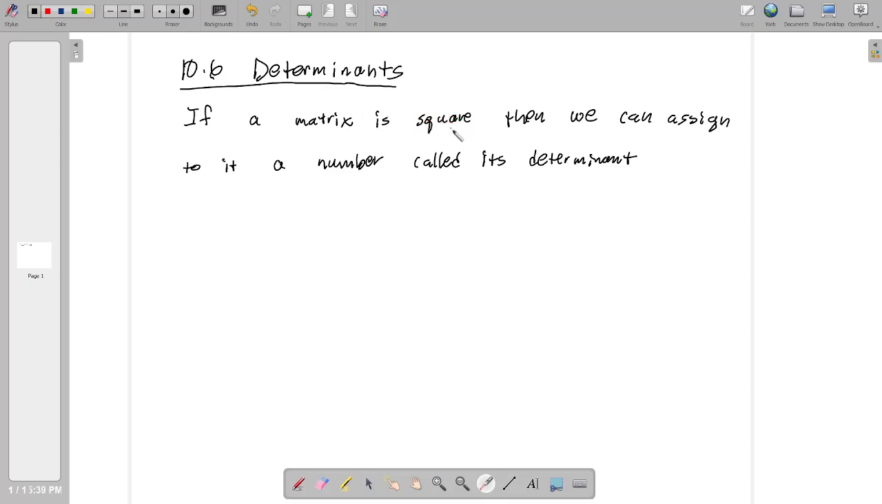Now remember what a square matrix is. It has the same number of rows and columns. The determinants for non-square matrices do not exist.